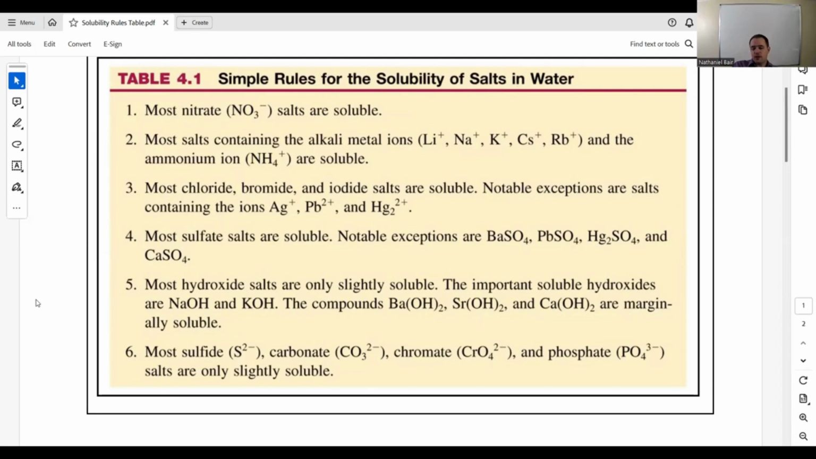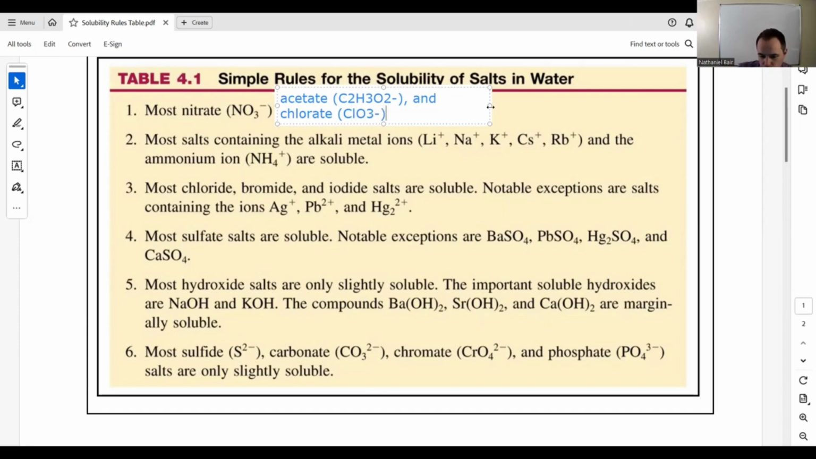I need you to add a couple things. Here we go. So hopefully you got this out in front of you. Rule 1 says most nitrate salts are soluble. And that means if the compound contains a nitrate, it's going to dissolve. We're going to add 2 things to this. We're going to add acetate, which is C2H3O2 minus, and chlorate, which is ClO3 minus.